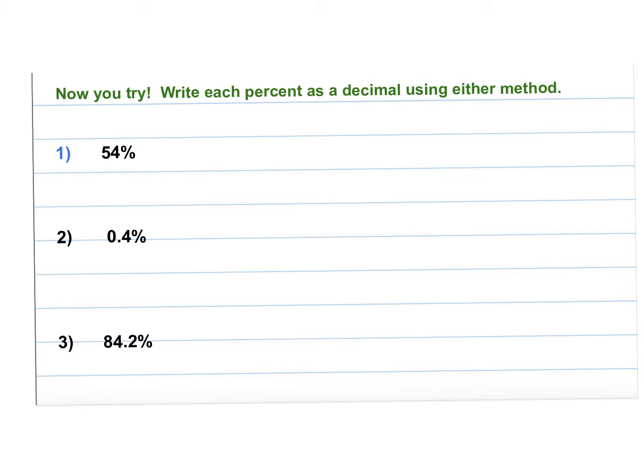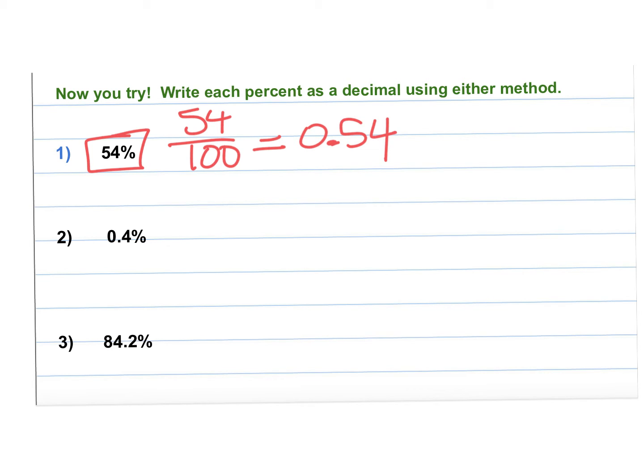Let's try another one together. So we look at 54%, writing it as a decimal. 54%, remember, is the same as 54/100, and that would be written as 0.54 as a decimal. If we look at the other way, just moving the decimal 2 to the left, I can put my decimal right after the 54, and then I move it 2 spots to the left, put a 0 right in front of that decimal, so I would also get 0.54. Pause and try number 2 and 3 on your own, and then come back.